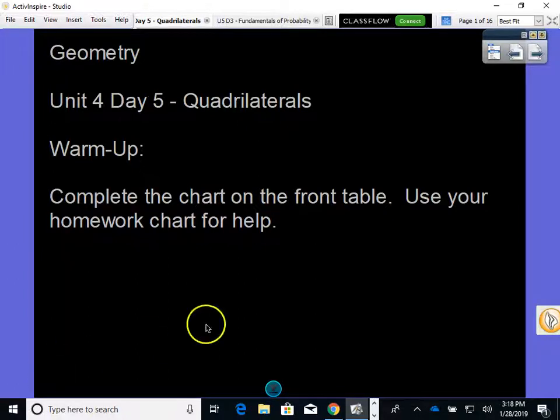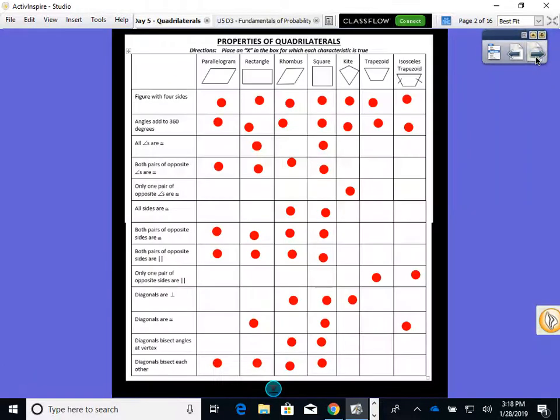For the warm up today, it's properties of quadrilaterals. So it's this whole page, and we've got our different types of quadrilaterals up here. Remember, quadrilaterals are four-sided figures, so we have all different types of four-sided figures at the top. What I'm wanting you to do, I know this has red dots, but what I was asking you guys to do was put an X or just mark it somehow for each box that has this characteristic for that kind of quadrilateral.